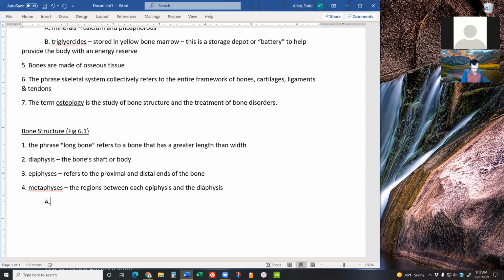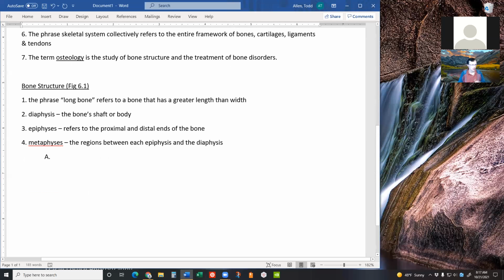Okay, so it's here where we're going to slow down just a little bit and talk about metaphysis in a little bit more detail, point out some points here. If you look carefully at figure 6.1, what I want you to notice is something called the epiphyseal line. Take a look at the epiphyseal line. I'm going to ask a question in the chat window.